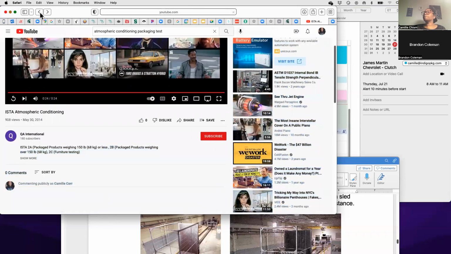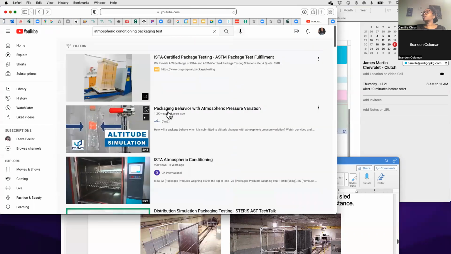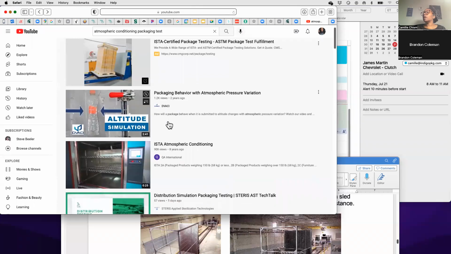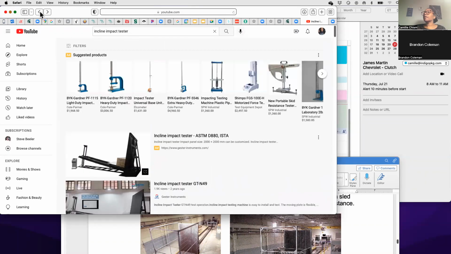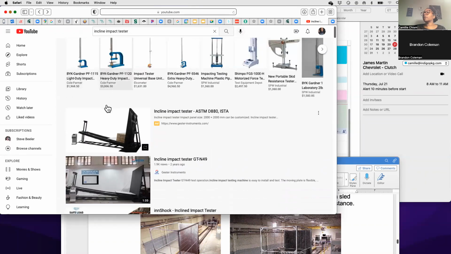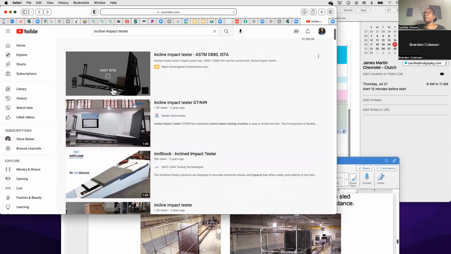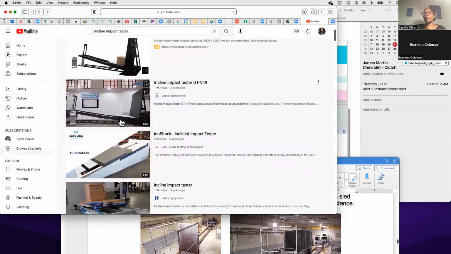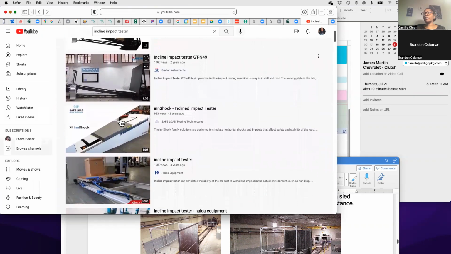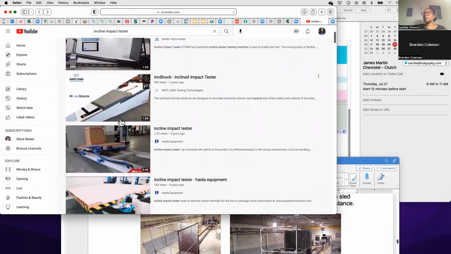Let's see. I wanted to show you a couple of cases. So here's an incline impact tester. These are some examples of what they look like. A lot of these are ads for companies selling their incline impact testers.